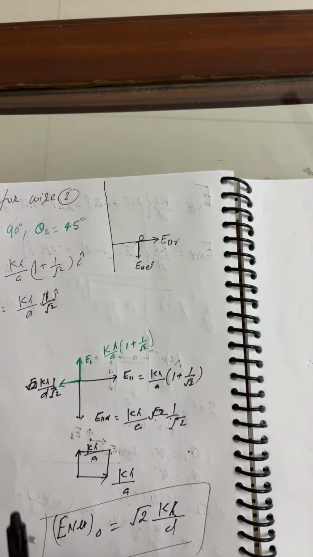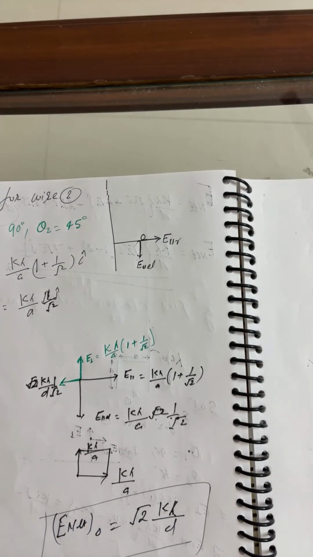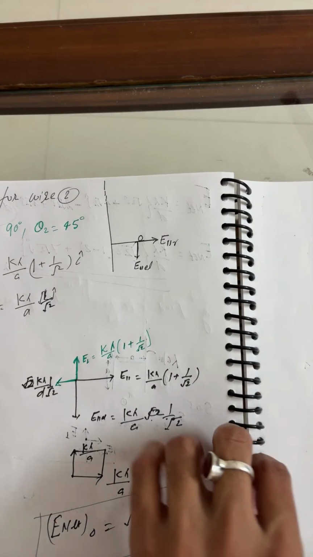Now I'll see your answer. Anurag: root 2 K lambda by... Oh, very good. I'm proud of you, Anurag beta. Literally, beta, I'm feeling proud of you, my dear. Yes, beta. Now, Anurag, move on to the next question here.